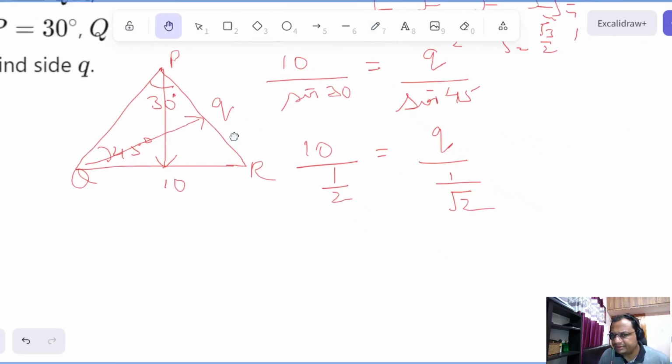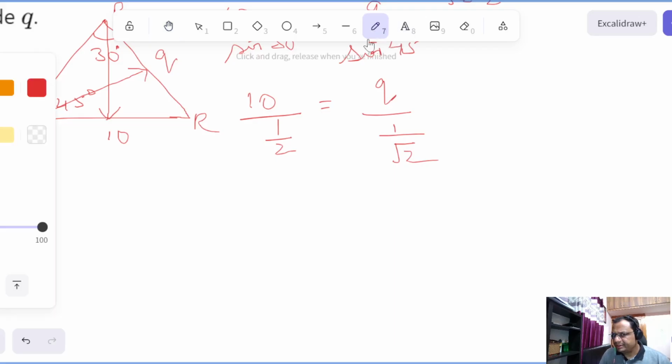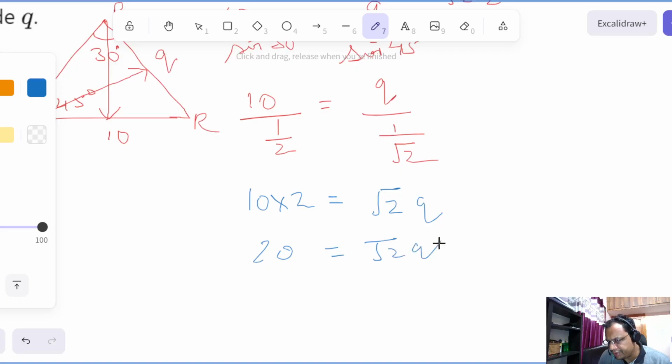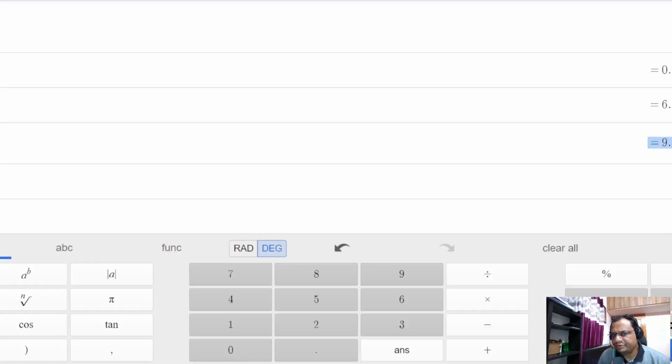Now just take it over here. So this is going to become 10 times 2 equal to root 2 q. And this will be 20 equals root 2 q, and q will be equal to 20 upon root 2. Right. And for that you can take the help of the Desmos calculator. So 20 divided by root 2.